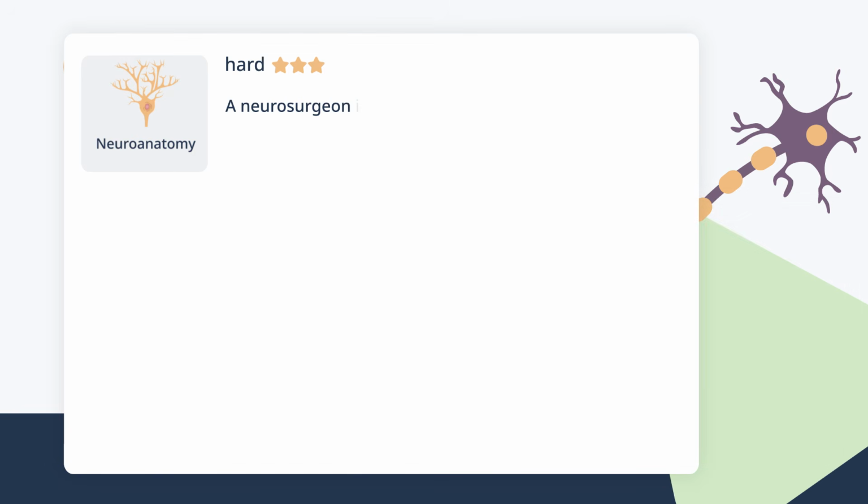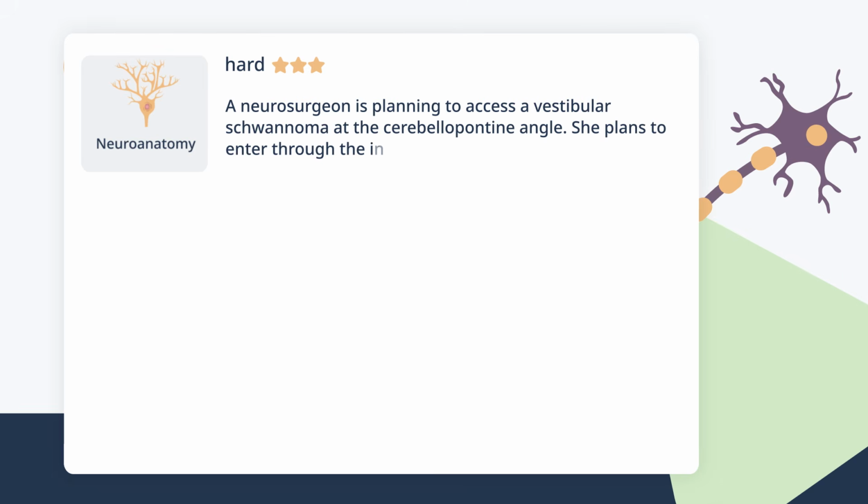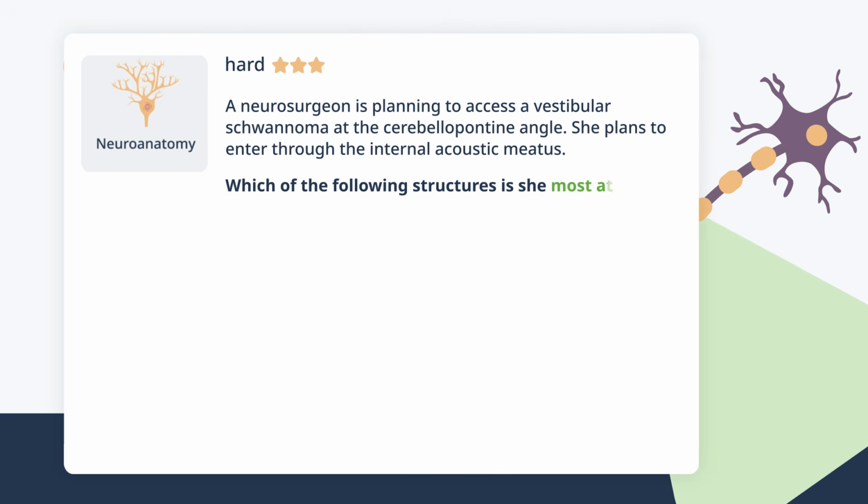A neurosurgeon is planning to access a vestibular schwannoma at the cerebellopontine angle. She plans to enter through the internal acoustic meatus. Which of the following structures is she most at risk of damaging during the procedure?